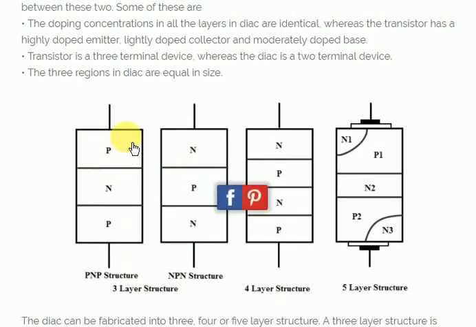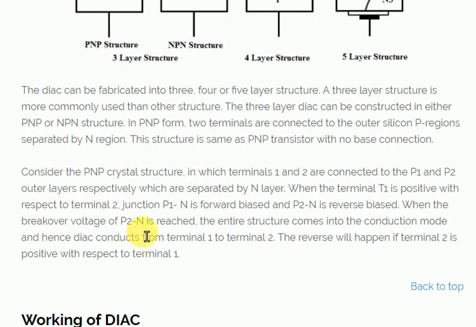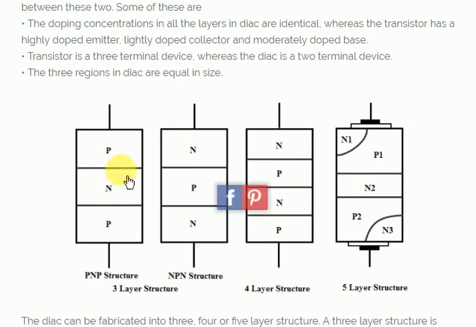If this terminal is connected to the positive voltage and this other terminal is connected to the negative voltage, then this P1N junction is forward biased, because this P-type terminal has a higher voltage. This junction is forward biased, and because of the low voltage on this side, this section is reverse biased.